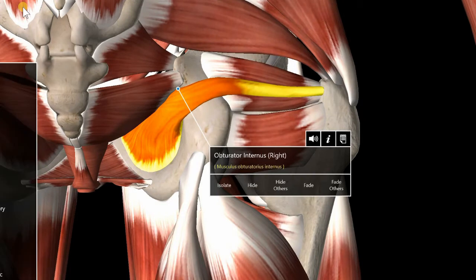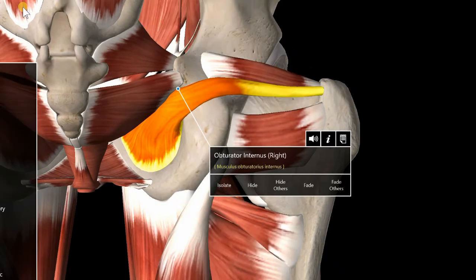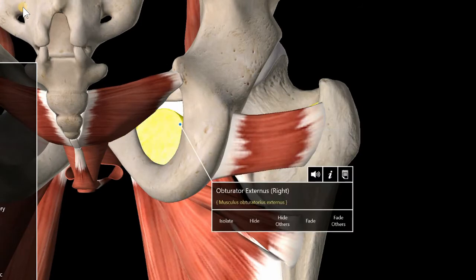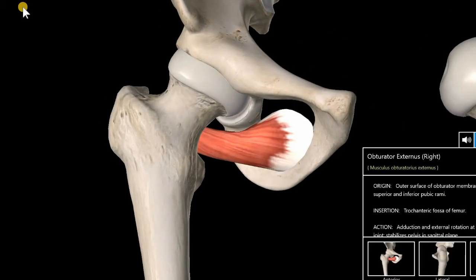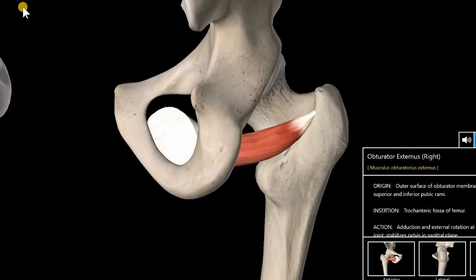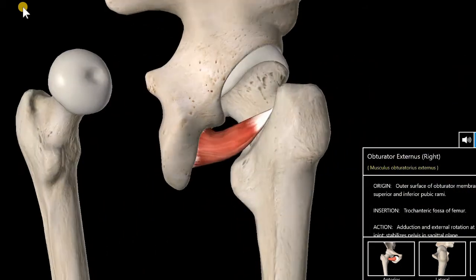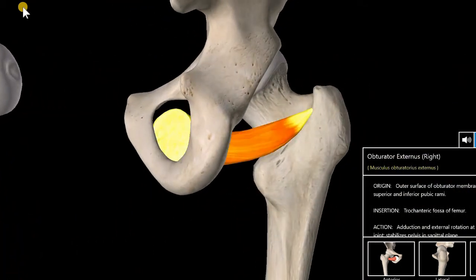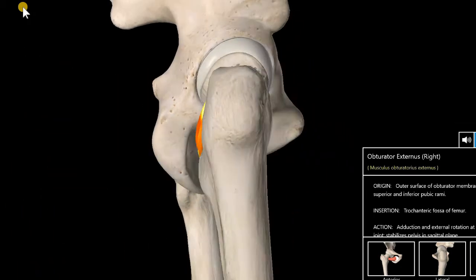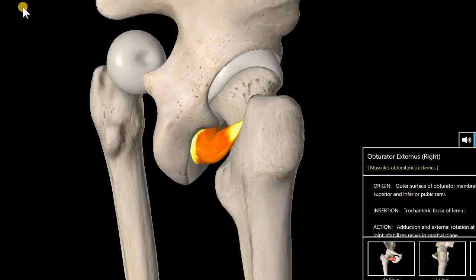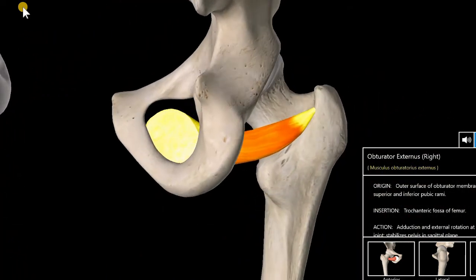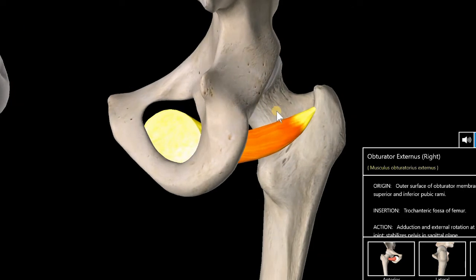Okay, if we have an internus, we have to have an externus, which is here. Okay, here's a posterior view, and here's an anterior view. So we have the origin on the obturator foramen, obturator membrane, and the pubic bone, and its insertion on the trochanter, greater trochanter. Action: adduction and external rotation at the hip.